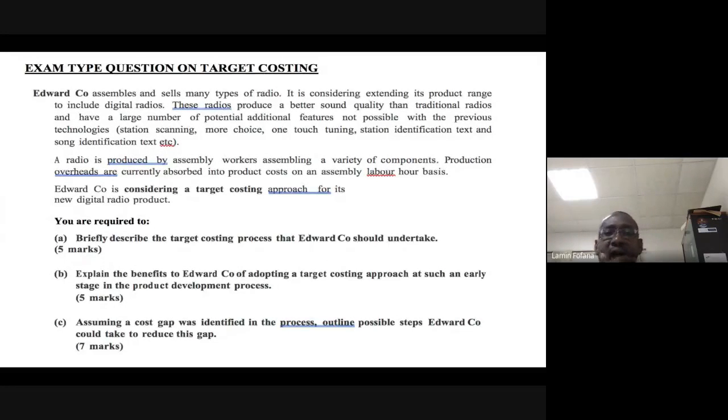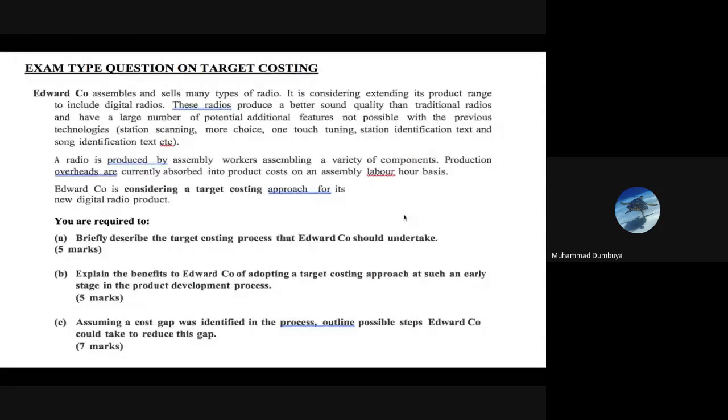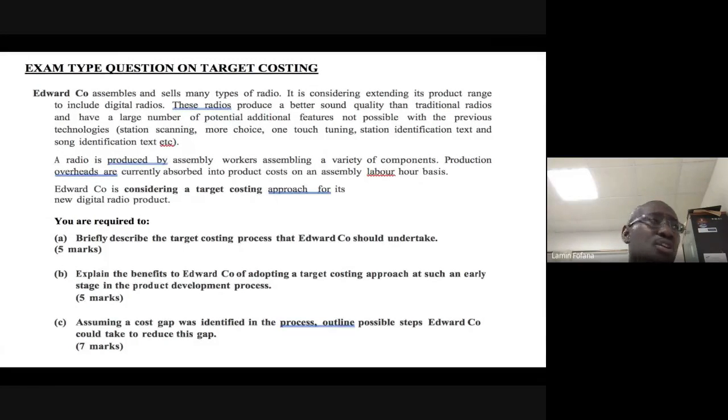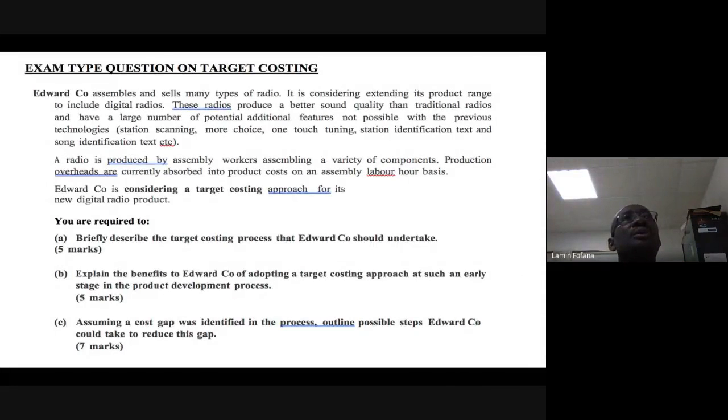So now you have to describe to, let's say, the CEO of Edwards Company, how the target costing process should be undertaken. Here you have to make particular reference to the case, to the company. What business is Edwards Limited into? Manufacturing. Radio manufacturing, and it's not only radio production, but digital radio production. They are into digital radio production.